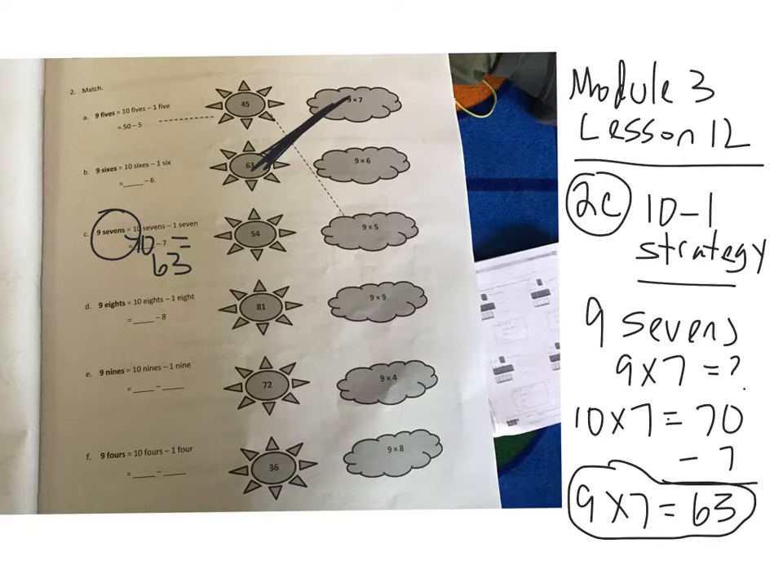So that's the 10 minus 1 strategy as we worked on it today. Always multiply by 10 and then just take 1 away to help you get your answer. It is, I would say, a form of the distributive property, where you use smaller problems or easier problems to solve the problem that you're trying to solve.